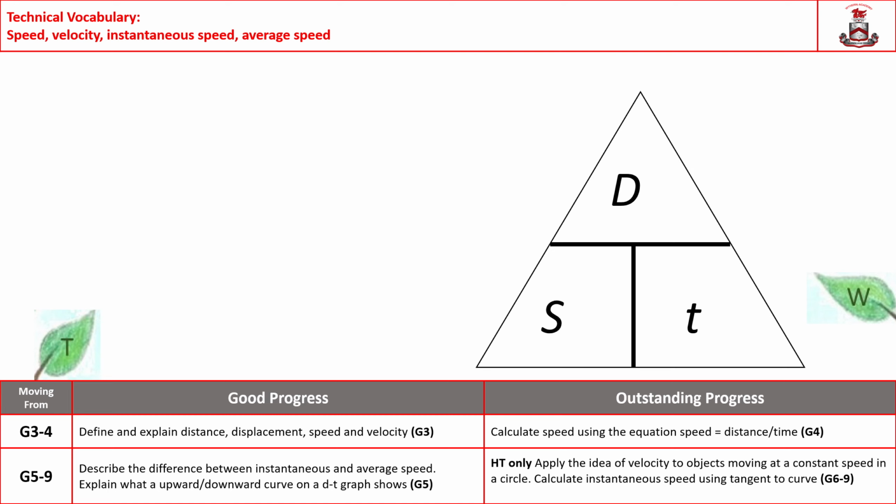Now we need to be able to remember this equation. Speed equals distance divided by time. Now you can remember it just as an equation or as a triangle, but this is one that you do need to learn.